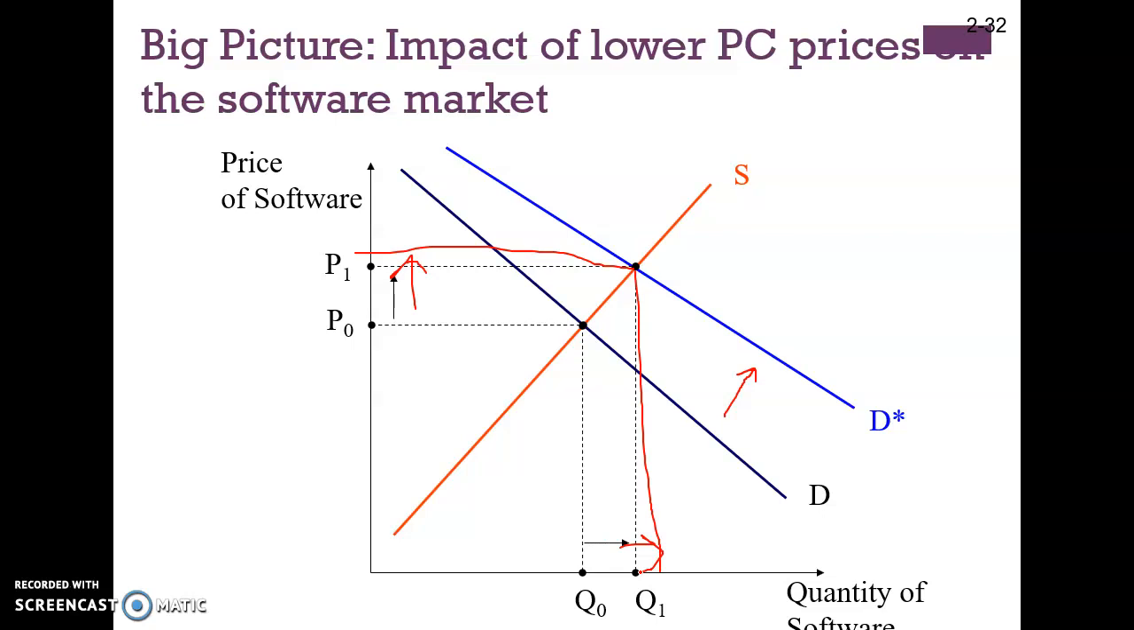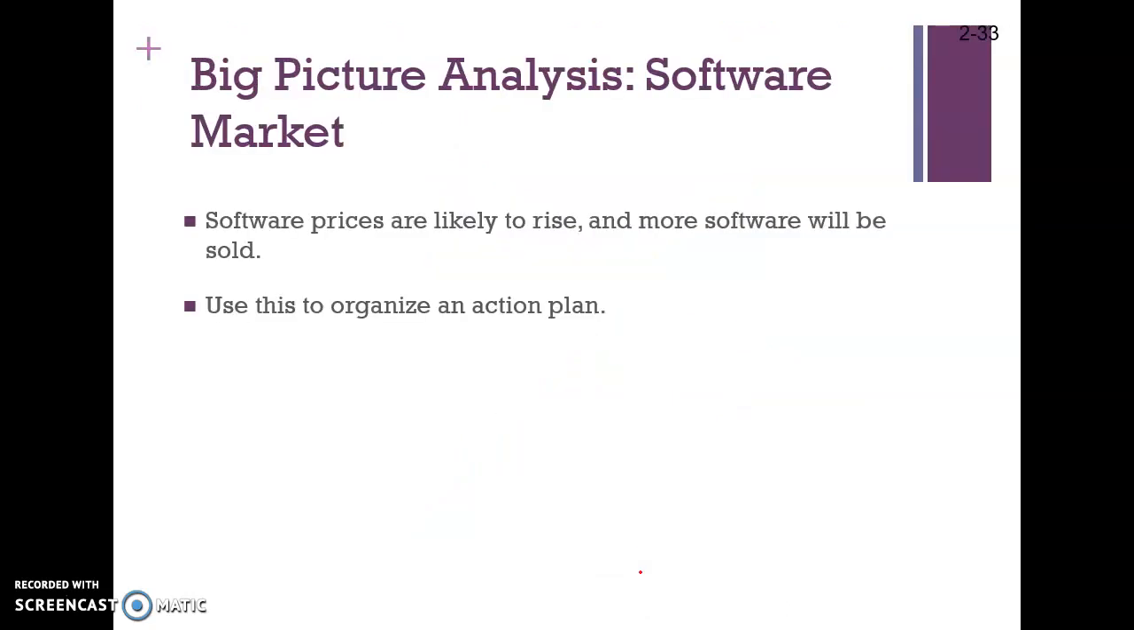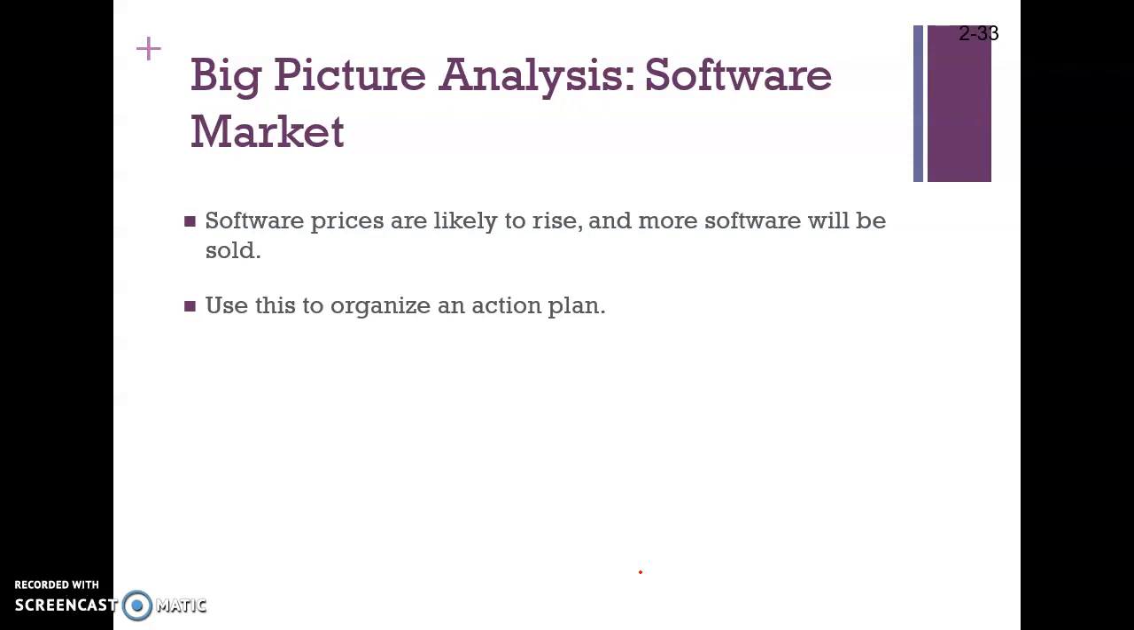It means that by looking at the analysis, the big picture, we can make decisions accordingly, and this is the objective of the manager. The manager has to meet the objective, and he has to make the policy action by keeping in view what resources he has and how the resources are to be used optimally, so that the objective can be achieved in a more rational way. So software prices are more likely to rise and more software will be sold, and use this to organize your action plan. So this is the end of the chapter.